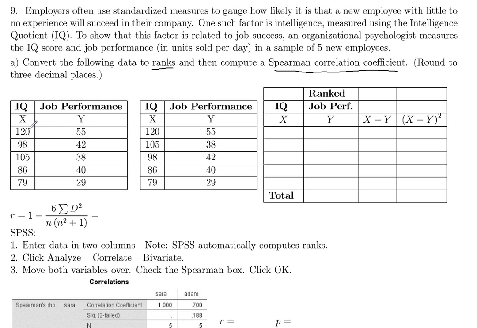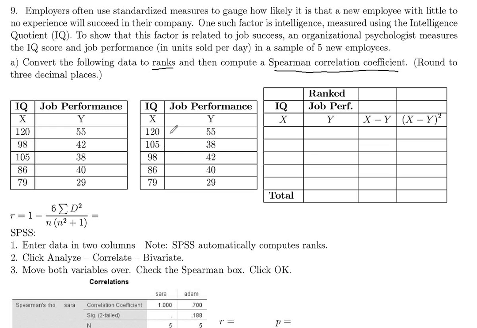We're going to order them from highest to lowest. That means switching these two here. So 120, 105, 98, 86, and 79. The 98 went with a 42, so we kept the 42 with it, and the 105 went with a 38, and we kept the 38 with that. So we're switching rows, and then reorganizing these rows. Now we're going to go ahead and rank the data.